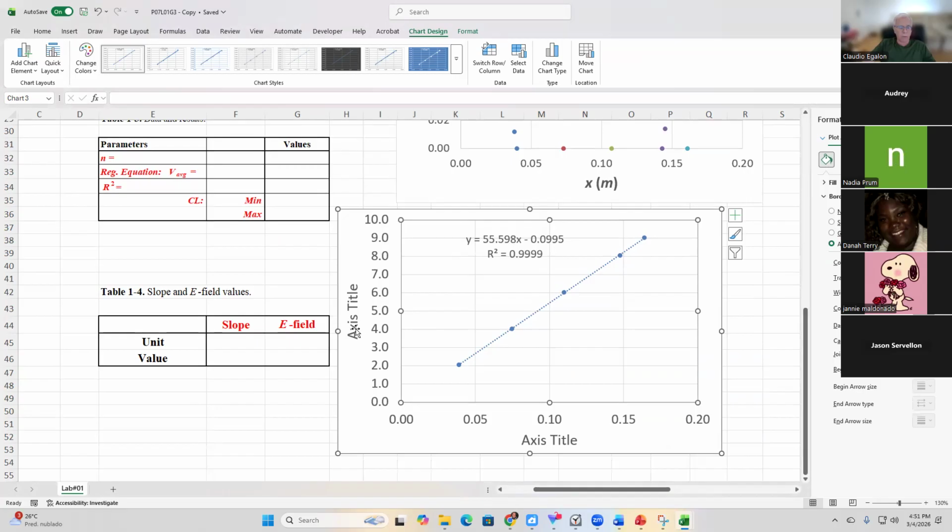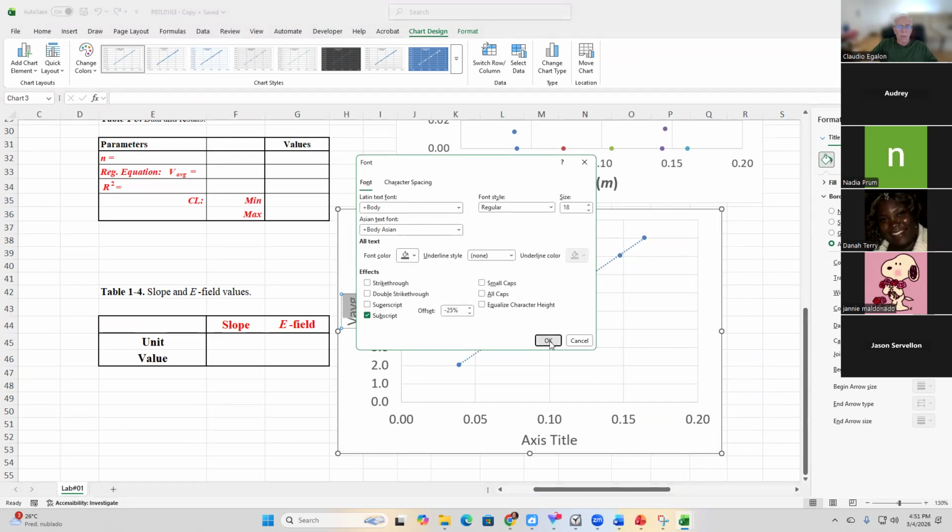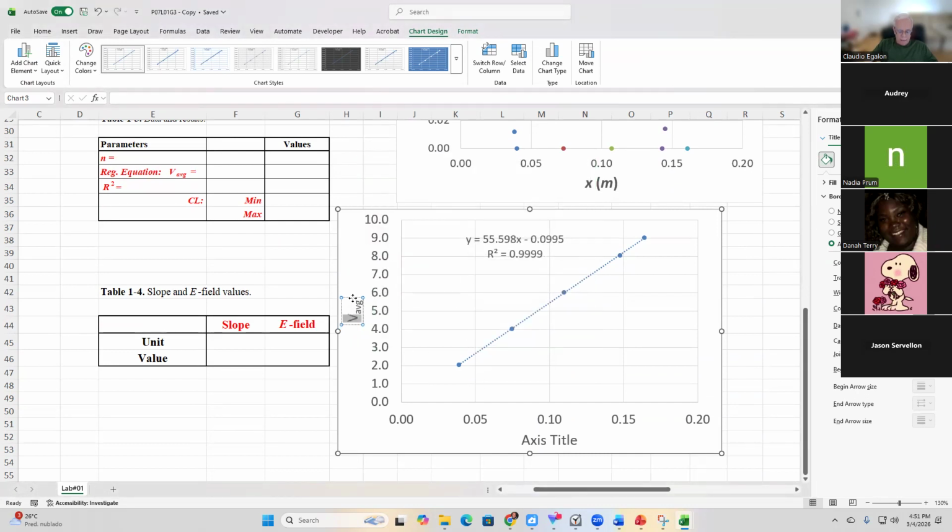There's one more thing that I have to do that I didn't do yet. Here you go. Right here, the axis title is going to be VAVG, like that. Font, subscript, here you go. I want to italicize my V, and I have to do one more thing. I have to put the unit of V average, okay?